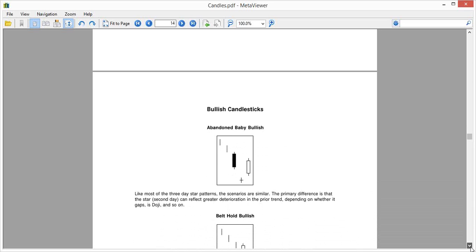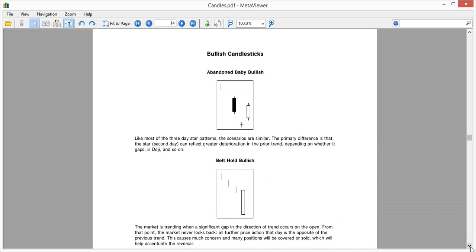So back to our bullish candlesticks. Abandoned baby bullish. Like most of the 3-day star patterns, the scenarios are similar. The primary difference is that the star second day can reflect greater deterioration in the prior trend, depending on whether the gap is doji and so on.